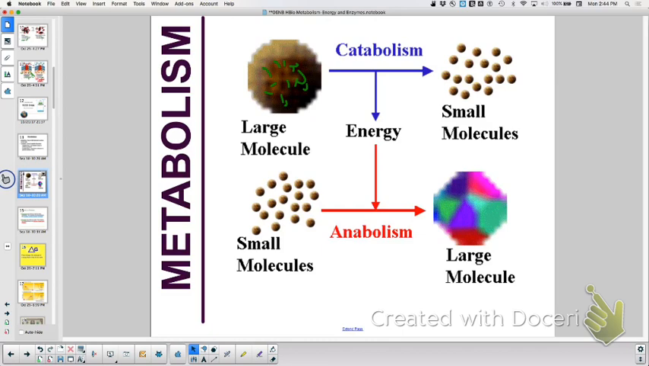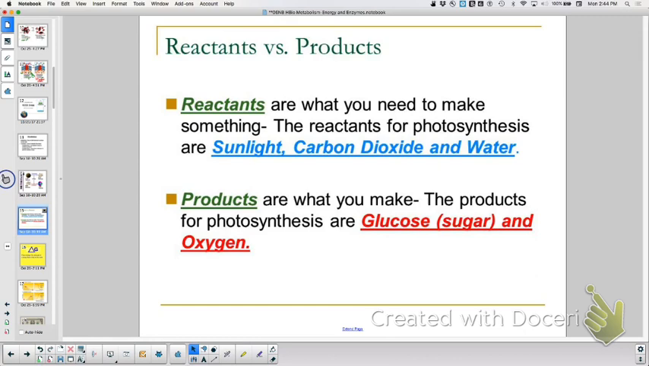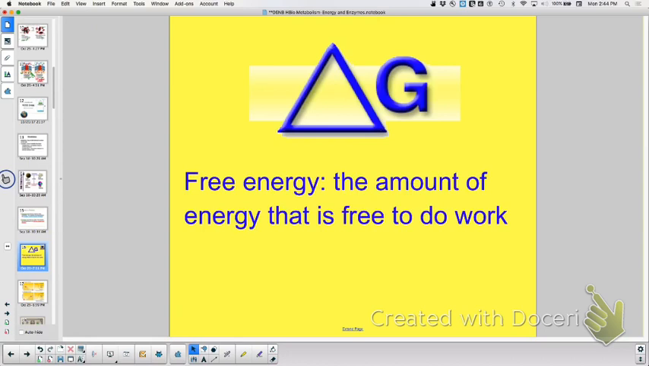And then we just need to review things like reactants and products. So reactants are what you start out with. Products are what you end up with. Okay, and once we understand that, we can talk about delta G. Did this reaction release energy, or does this reaction require energy?